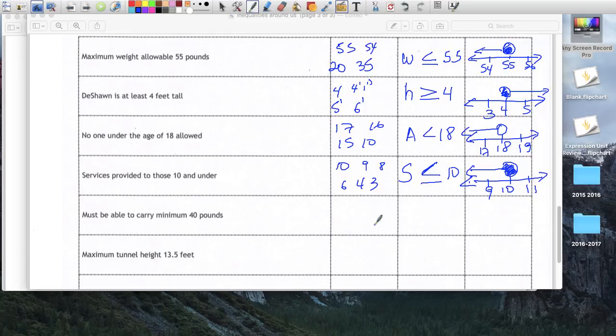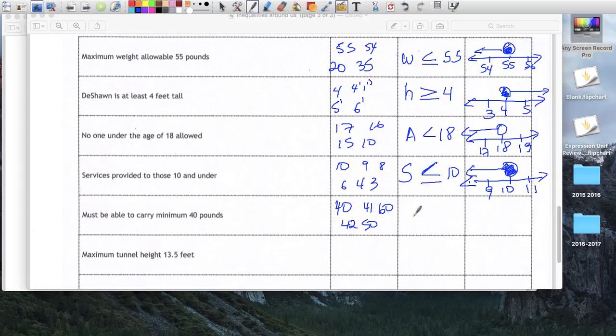old. Must be able to carry minimum 40 pounds. Some jobs require you to carry heavy things, so you have to carry at least 40 pounds. So you need to be able to carry 40, 41, 42, 50 pounds, 60 pounds, whatever it is, as long as it's 40 and above.